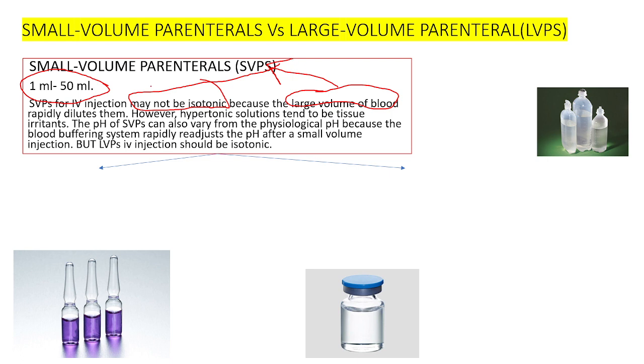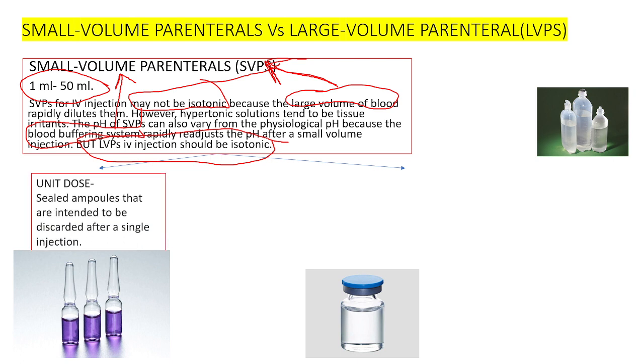And if the pH of the small volume parenterals is not optimum, the pH can also be adjusted with the help of blood. The blood contains a buffering system, nothing but some of the proteins, albumins and globulins. Those proteins will adjust the pH of the small volume parenterals. The isotonicity can be adjusted with the help of the large volume of blood. But large volume parenterals should be isotonic. Small volume parenterals may or may not be isotonic, but large volume parenterals should be isotonic.